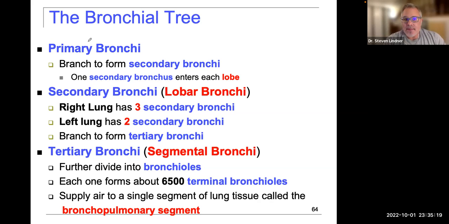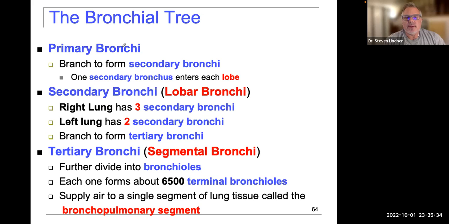So let's take a look at the bronchial tree. So we have primary bronchi, secondary bronchi, and tertiary bronchi. The secondary bronchi are known as lobar bronchi, and the tertiary bronchi are segmental.